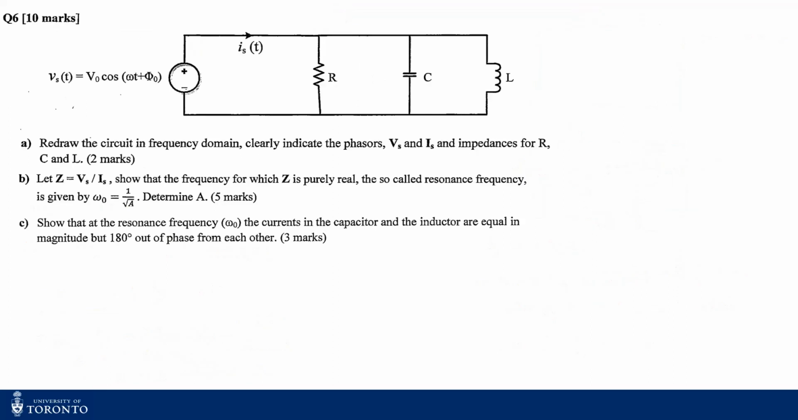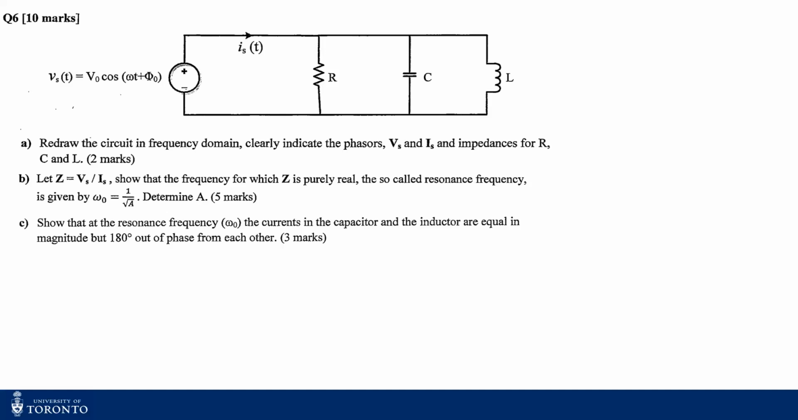Now we move to the last part of the exam, question number 6. Here you see this is a complex number problem. Your Vs is given in cosine form with omega. Remember, if the sources are given in sine, convert them into cosine by a 90-degree phase shift, and then proceed. The first part asks you to redraw the circuit in the frequency domain, clearly indicating the phasors Vs, Is, impedances, and R for RLC.